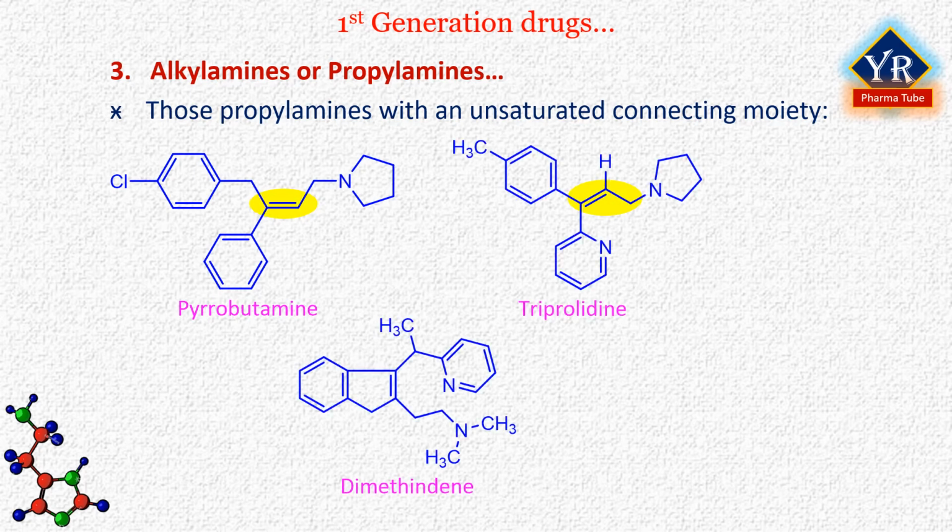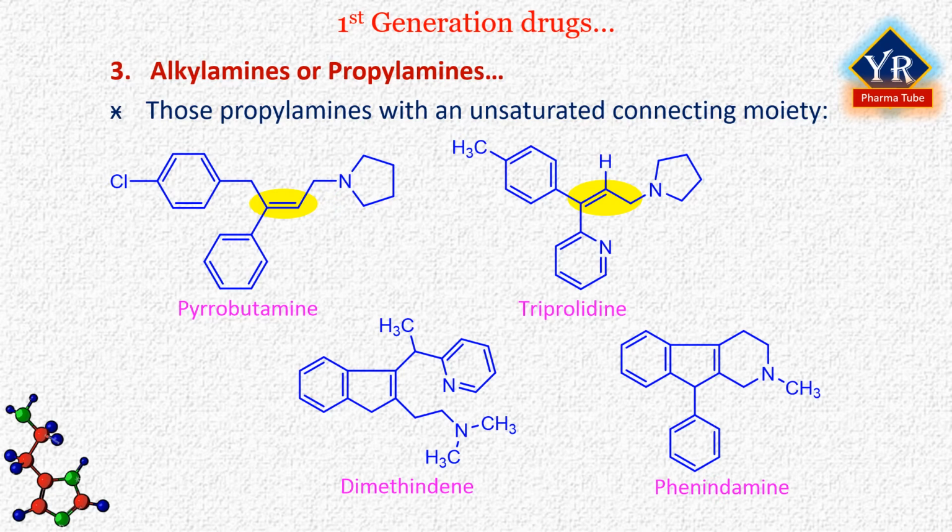Those propylamines with an unsaturated connecting moiety include the open derivatives pyrobutamine and triprolidine and the cyclic analogues dimethindine and phenindamine. The conformational rigidity of the unsaturated propylamines has provided a useful model to determine distances between the key diaryl and tertiary pharmacophoric moieties in H1 receptor antagonists, a distance of 5 to 6 angstroms. For pyrobutamine and triprolidine, the E-configured geometric isomers, as shown in the structure, are active.